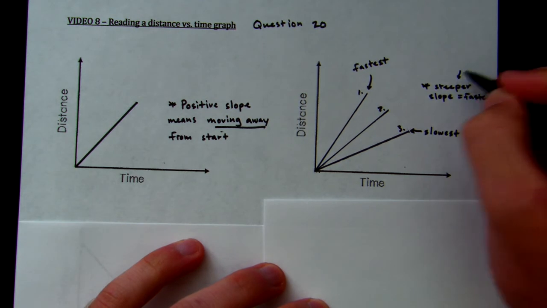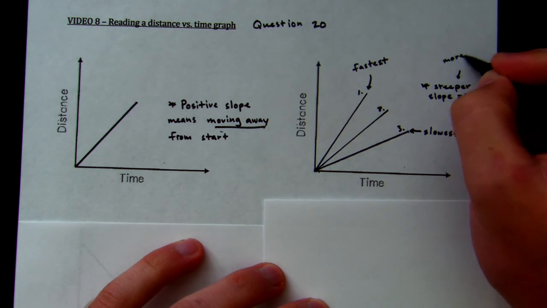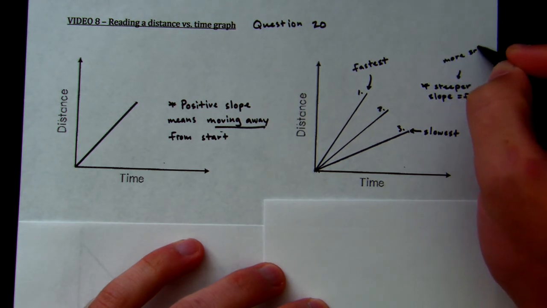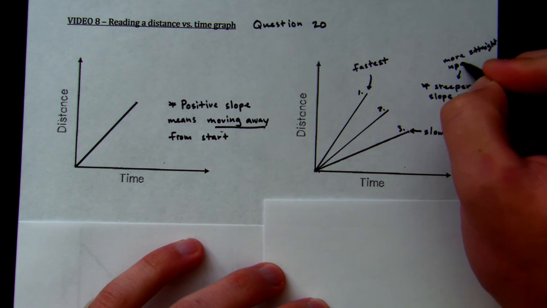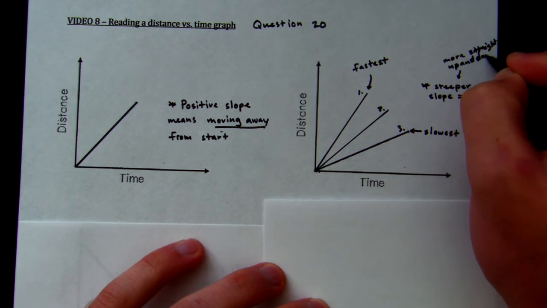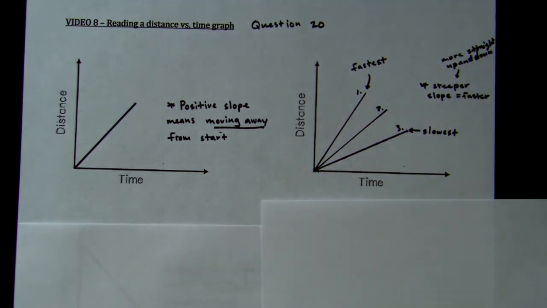So what I mean by steeper is more straight up and down. If it's more straight up and down, meaning it's more this way, it's faster.